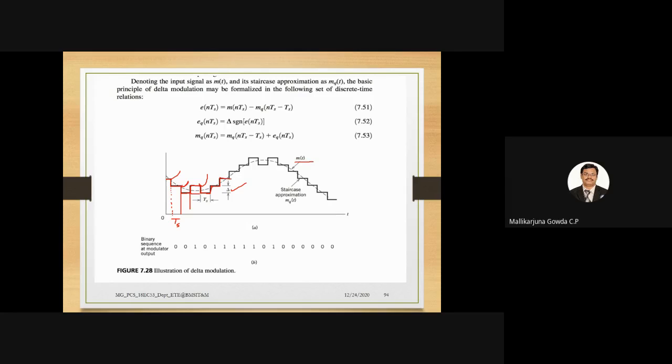This process keeps continuing till the end of this analog signal. Hope you have understood this. So whenever we decrement by delta, that will be referred to by binary data 0.